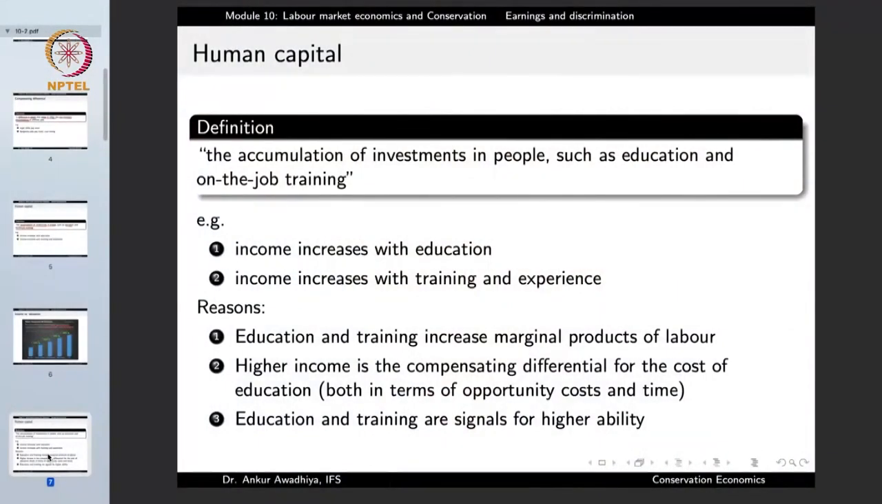One, education and training increase the marginal products of labor. And this is true to quite an extent. Education and training increase the marginal products of labor. So what we are saying is that if there are two people who are, say, working as software engineers, and one person is just a novice, he has just come out of a college, and there is another person who has, say, accumulated a lot of training by working in some other company, or he has acquired education by working in an academic institution. So he has gained a master's degree or a PhD degree.